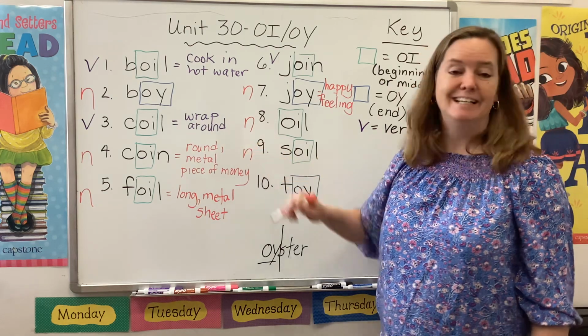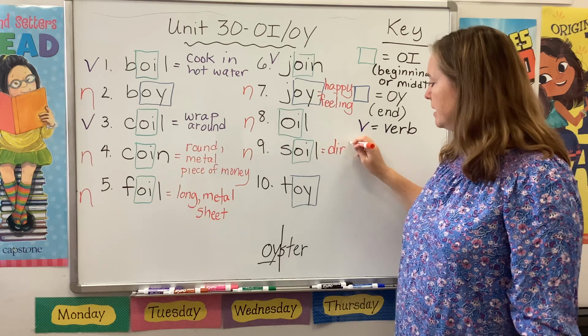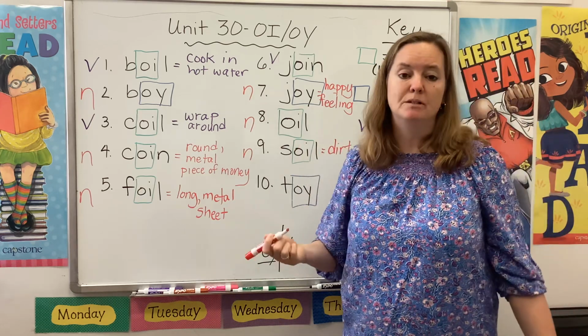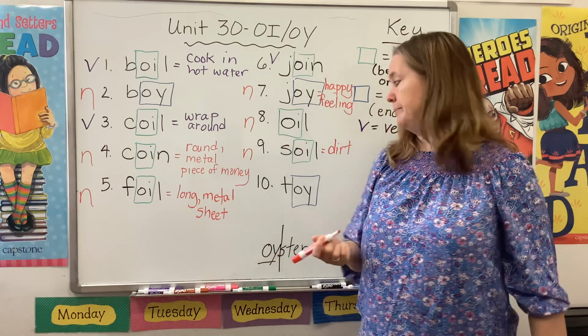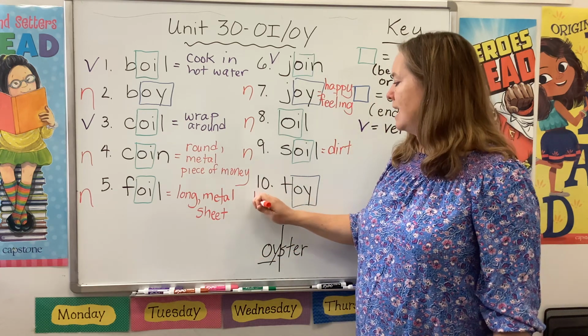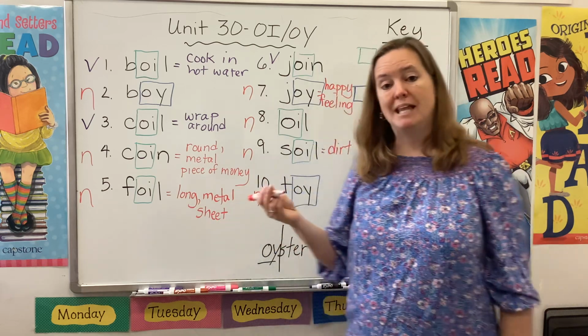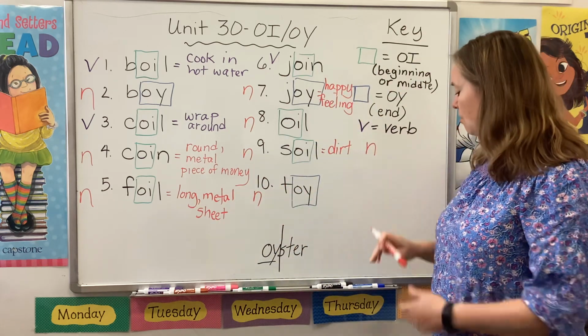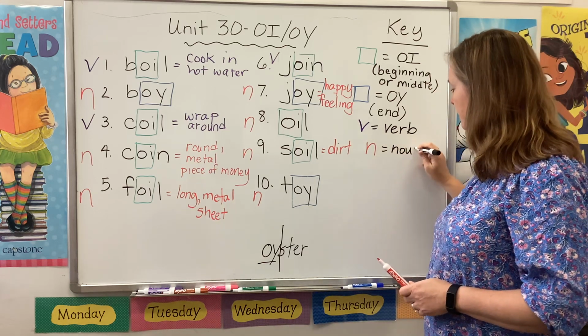Soil is another noun. That is another word for dirt. So if you want to grow vegetables, you're going to have to plant the seeds in soil. And then of course our last word is toy. You all know what that is, something you play with. So over here, red N equals noun.